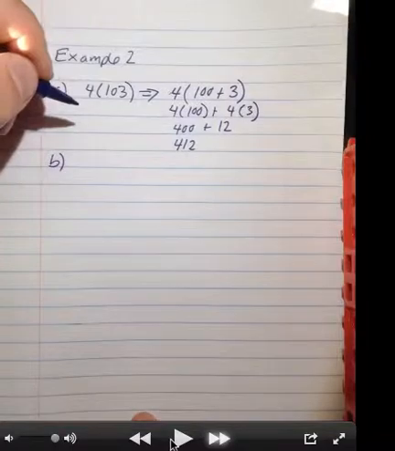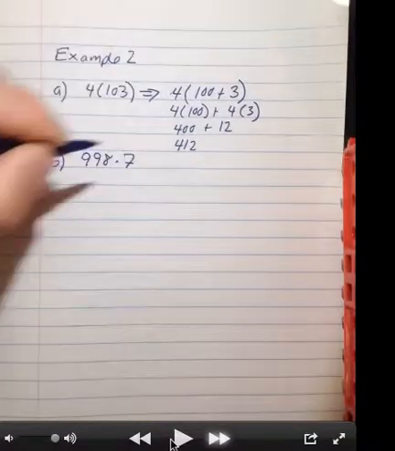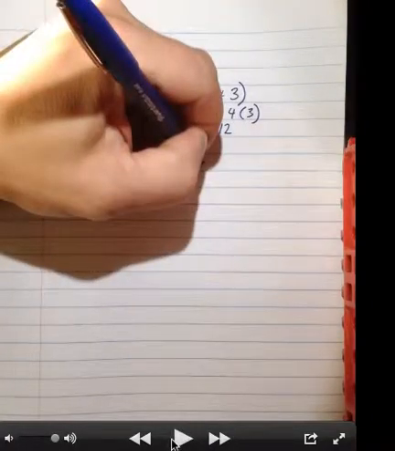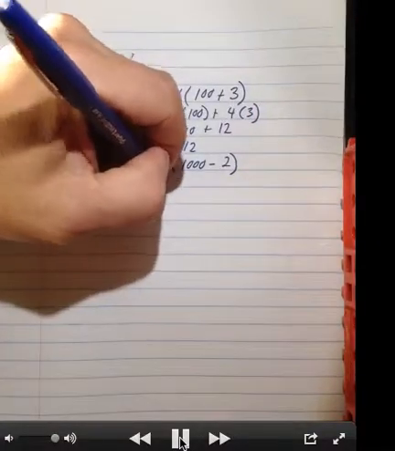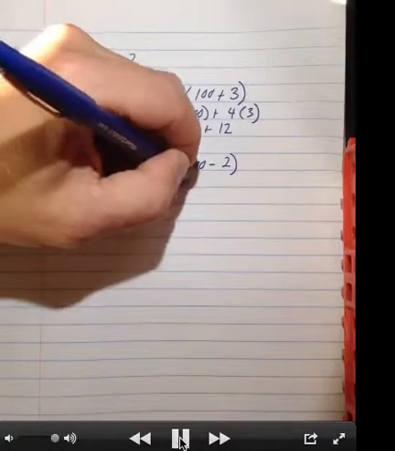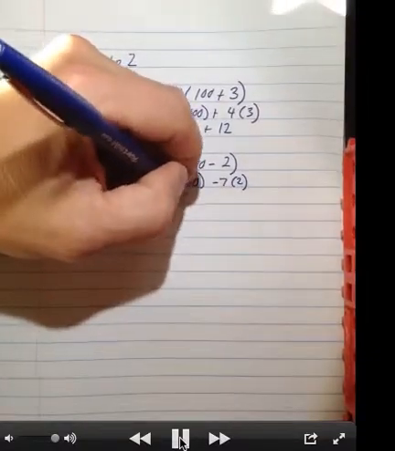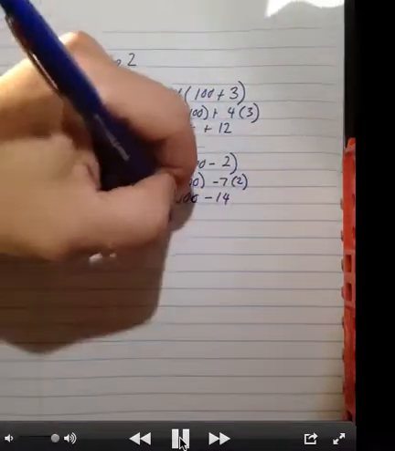The next one, 998 times 7. We can see 998 as 1,000 minus 2. We can do 7 times 1,000 minus 7 times 2. By breaking these up we can perform the multiplication mentally.